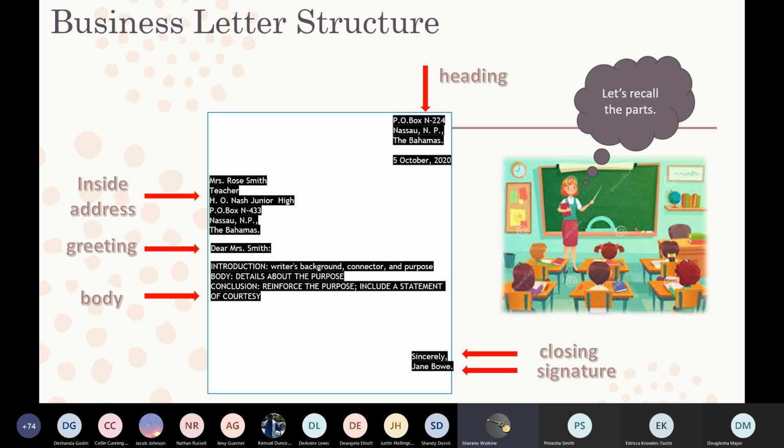All right. I'll just ask maybe 1 or 2 more. What are 3 reasons you might want to write a formal or business letter? 3 reasons.